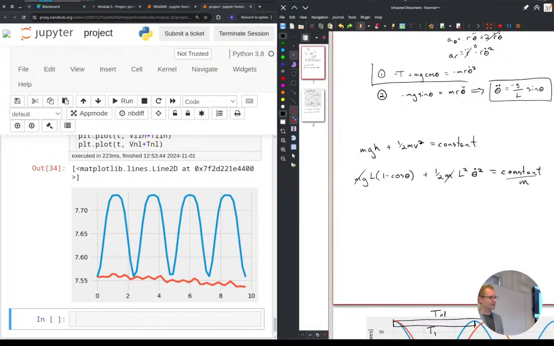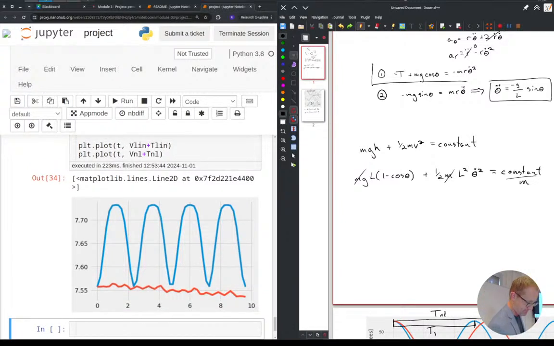It's kind of weird. Yeah. Do you know why that is? Because with the linear solution, at least the way the answers come out, it's never going to be strictly constant energy. It kind of oscillates like this each time.